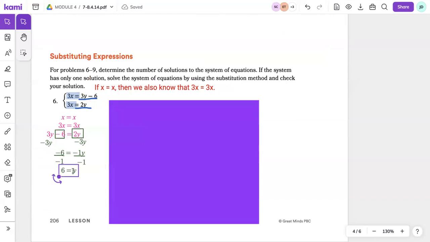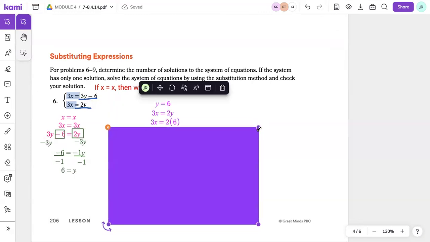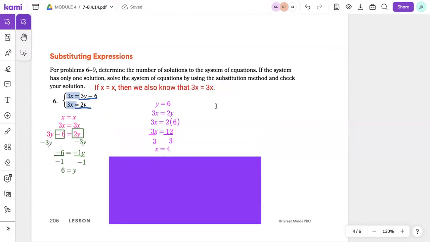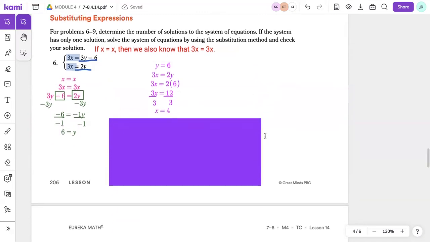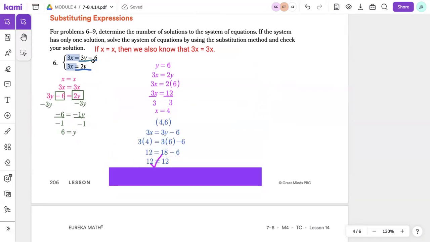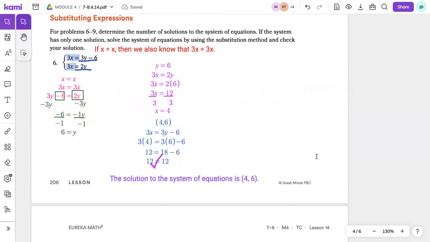What you should have gotten is y equals 6, and then picking one of your equations to plug that back into, you're going to end up with x equals 4. So I used 3x equals 2y, plugging that in, you get x equals 4. So if we test out the ordered pair 4, 6 into our other equation, which is 3x equals 2y minus 6, you end up with 12 equals 12, which means that our solution is 4, 6.